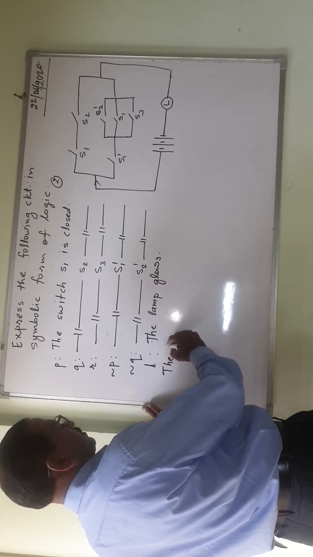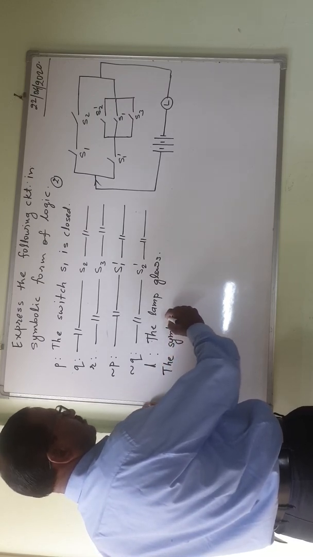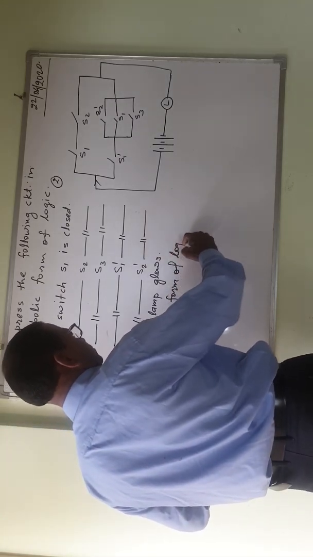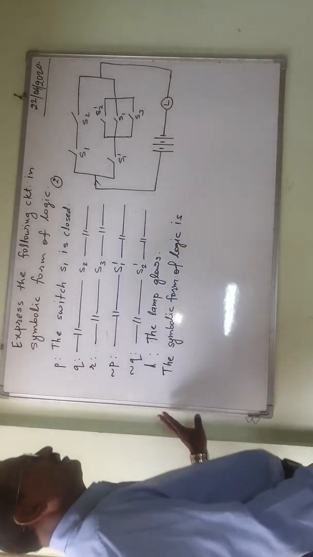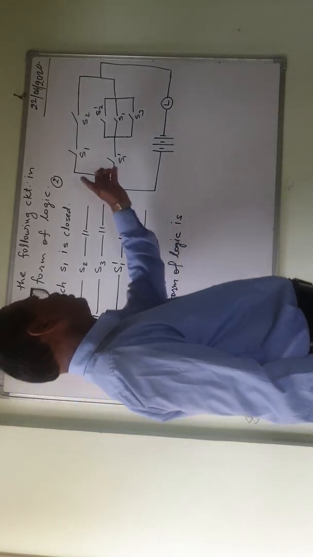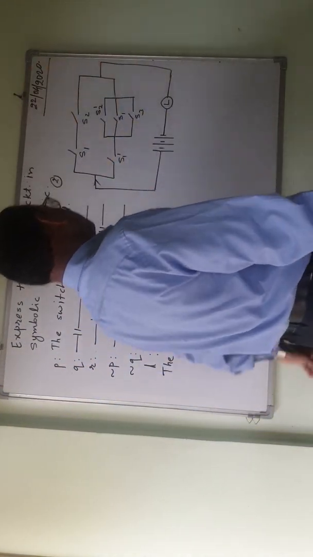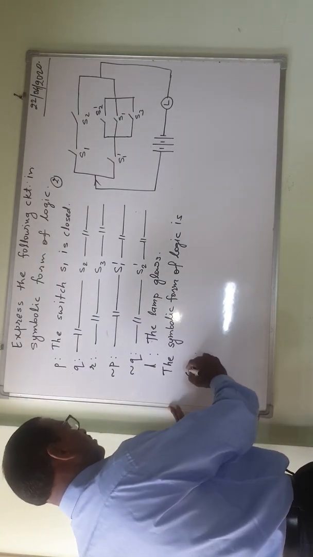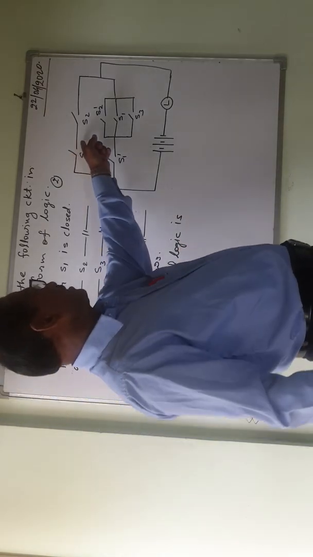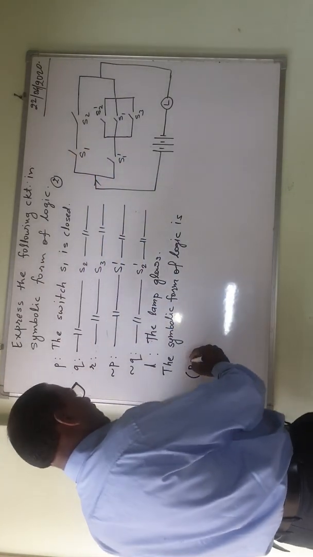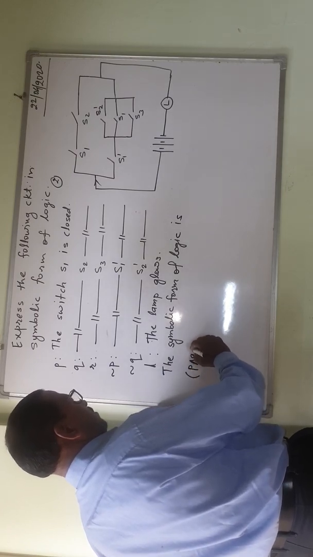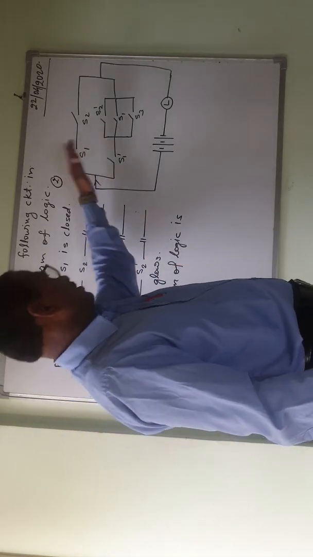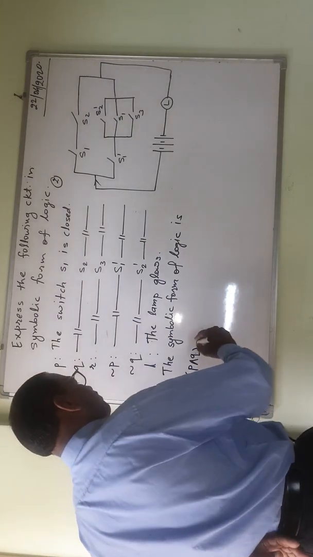This way. Now the symbolic form of logic is... what is the symbolic form? These two are in a single branch. This is the first branch. So I will put one bracket to it. S1 means P. It is AND. S2 means Q. P and Q. This first branch is over. Now for that, this is a parallel branch. So OR.